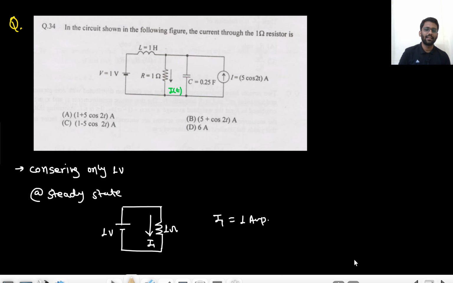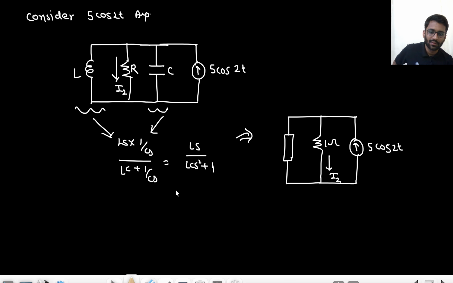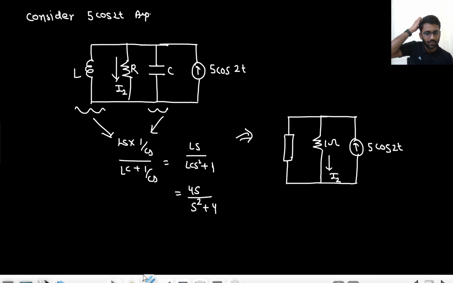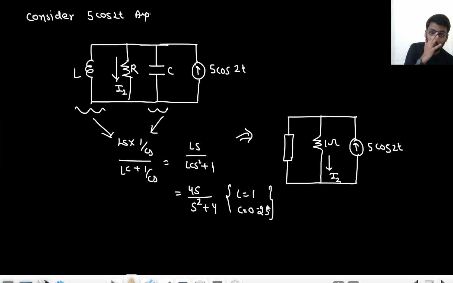Since the values of L and C are given, we can find the value as well. L is 1, C is 0.25. So it will be s square by 4. So it will be 4s plus s square plus 4. What did I do? I just put the values, L is 1, C is 0.25. So this function is 4s upon s square plus 4.